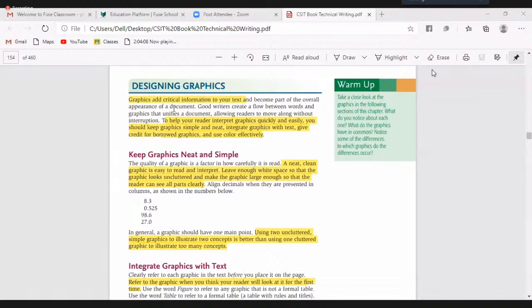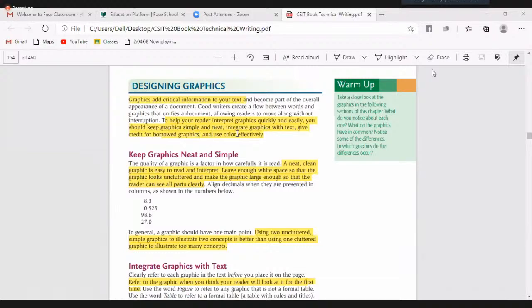So when you use graphics in a technical document, that will be just the analysis of the things, isn't it? So that's critical information you get. To help your reader interpret graphics quickly and easily, you should keep graphics simple and neat. If you think your readers should read and interpret the graphics very quickly and easily, then you have to make the graphics very simple and neat.